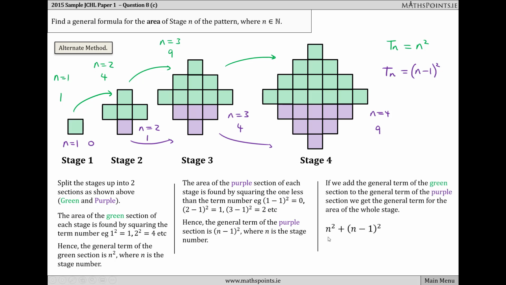So if we add n squared, so that's the number of green squares, to (n minus 1) squared, the number of purple squares, we're going to tidy this up by multiplying it out. So n squared plus (n minus 1) by (n minus 1), which is n squared plus n squared minus n minus n plus 1. And finally, if we tidy this up, n squared and n squared is 2n squared, minus n minus n is minus 2n, plus 1. And this is the same formula that we found on the previous slide.